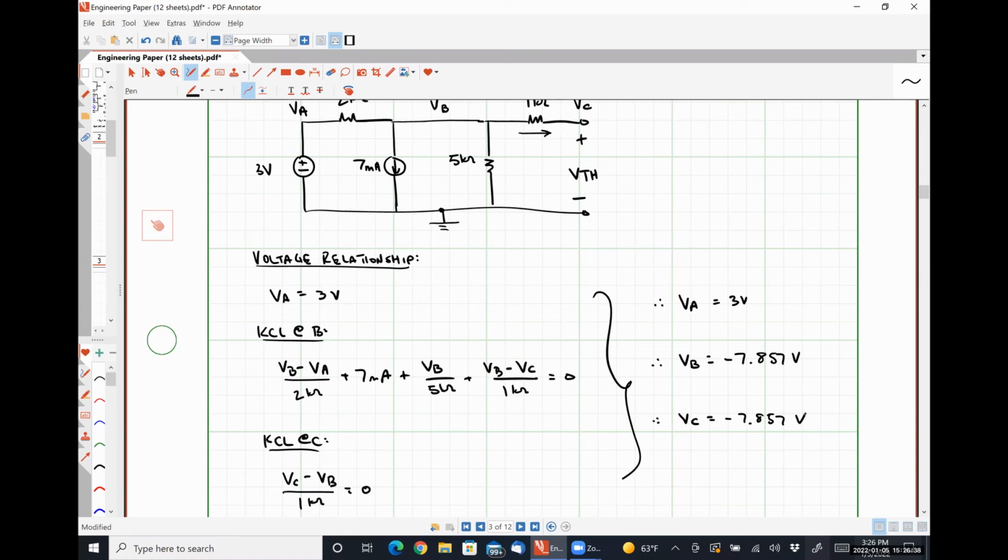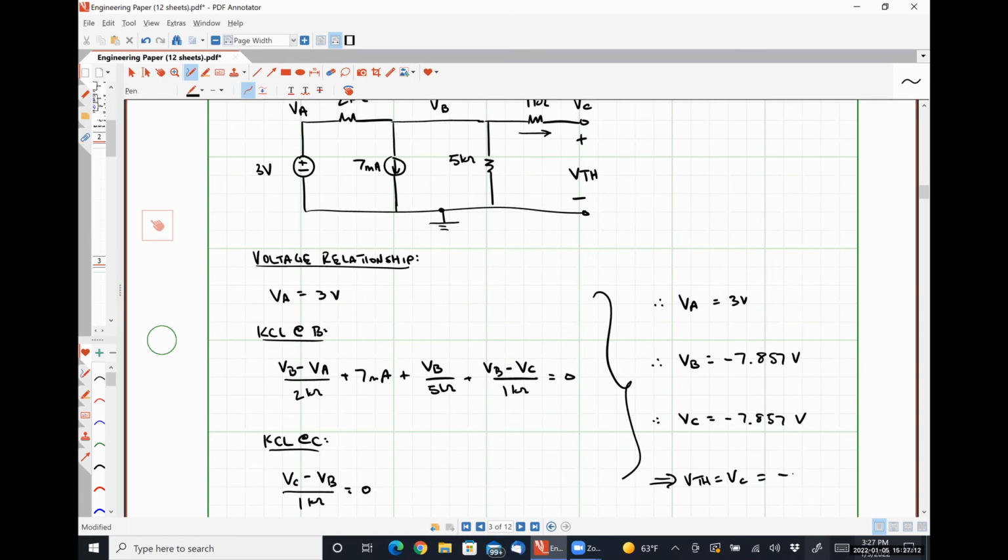So it should be fairly obvious that V Thevenin is just VC. The nodal voltage associated with the positive polarity of V Thevenin is VC, and the nodal voltage associated with the negative polarity of V Thevenin is ground. So V Thevenin is simply VC minus 0, or VC.